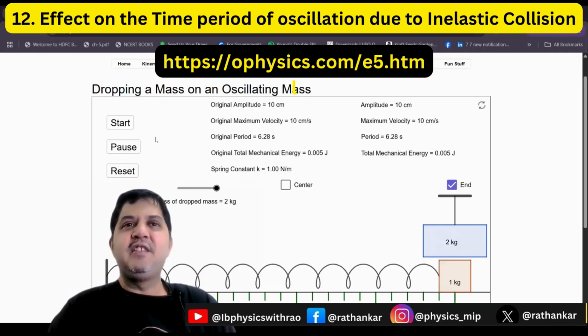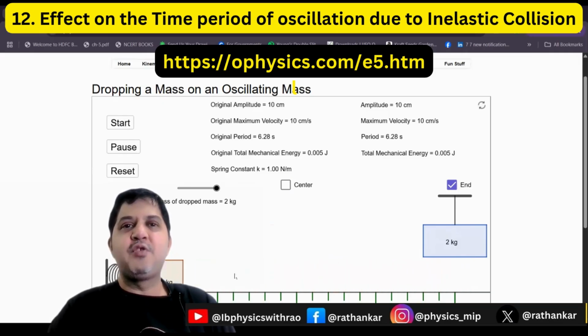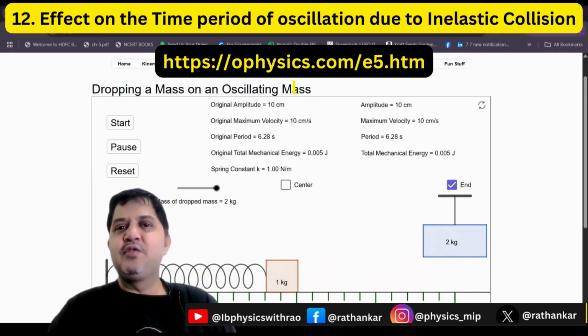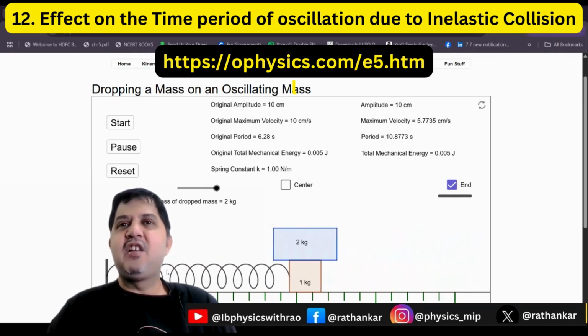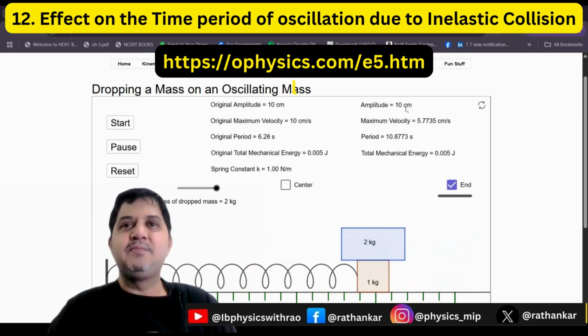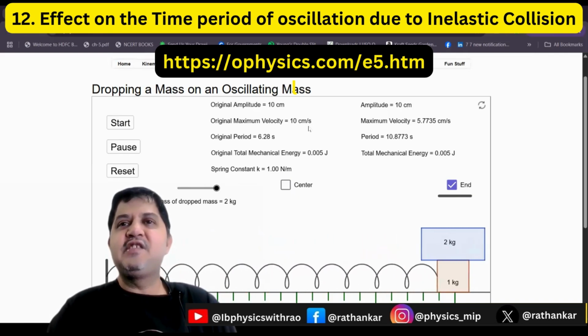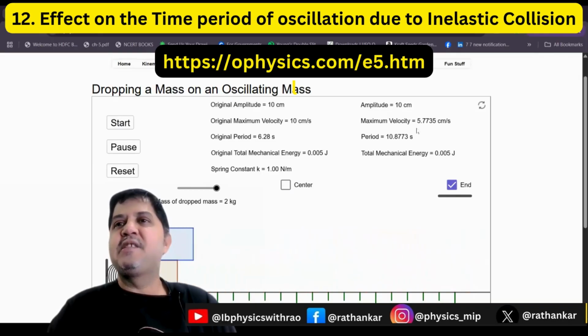When I click on this here, and then I click on this start button over here, it's not initially dropped, to show you one oscillation. Goes here, comes back. Now it gets stopped. Now, as it drops over here, the original amplitude was 10 centimeter. This amplitude is also 10 centimeter. The original maximum velocity is 10 centimeter per second before dropping the object. Now the maximum velocity is 5.7735. It means the velocity is slowed down.